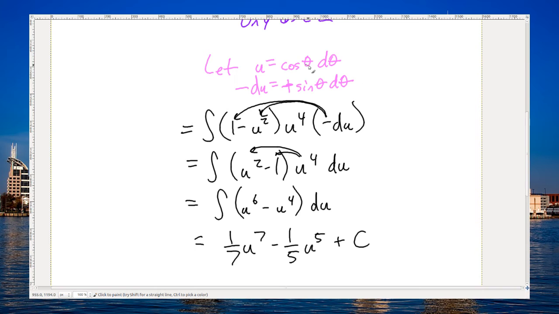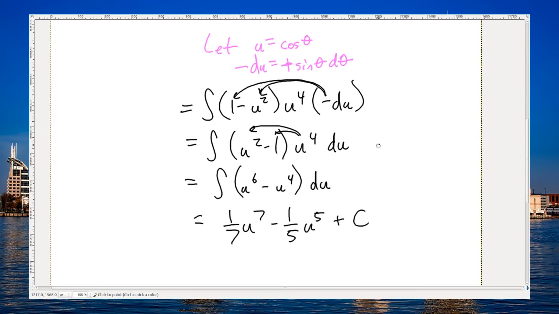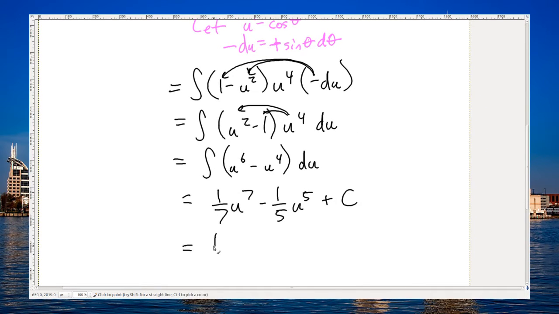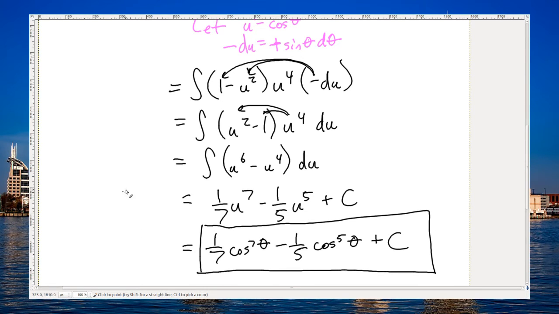Oh, I apologize. You probably saw the error and were screaming at me. I don't need a d theta there. I haven't taken the derivative yet. The d theta shows up once you take the derivative of both sides. I apologize for that. So now that that's been corrected, we see that u is just cosine. So all I have to do is replace all these u's with cosines. Cosine to the 7th of theta over 7, minus 1/5 cosine to the 5th of theta, plus c. And that is my final answer.